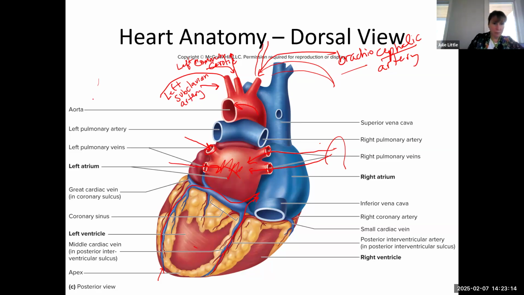If you're looking at them from the front, the aorta goes like this. The first branch is going to be the brachiocephalic, because it's going to keep on going, really. And it's going to go up this way. And this is going to be the right subclavian.